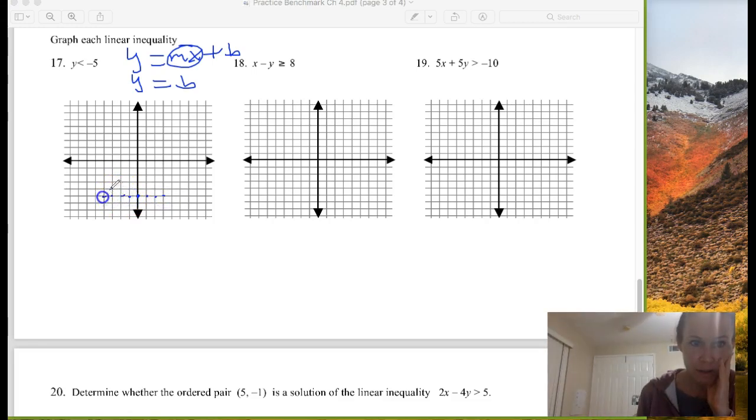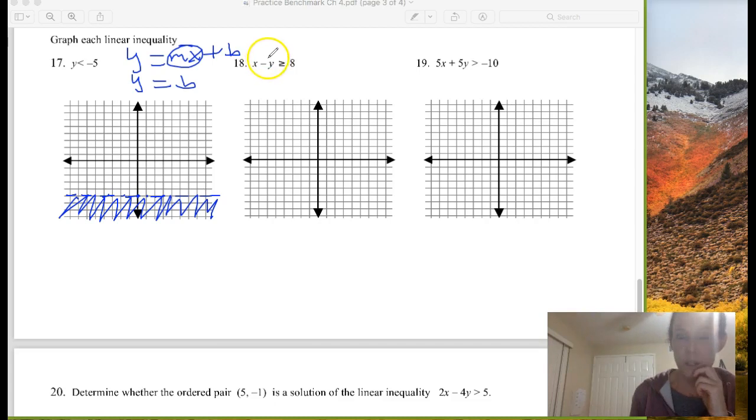Now I look at the second step: greater than or equal to, or less than or equal to, or just less than or greater than. Y is less than. It's not equal to, so I don't include the line. I make it dotted. Okay, this is a dotted line. And then since y is less than, I shade below the line.